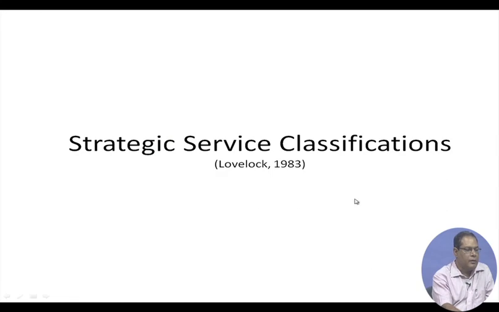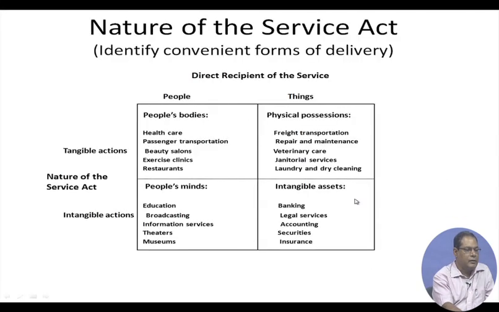Then we come to strategic service classifications. Here the nature of the service act identifies convenient forms of delivery. The nature of the act is tangible or intangible actions, and the direct recipient of the service is people or things. For people's bodies, like healthcare, passenger transportation, beauty salons, etc., these are tangible actions on people's bodies.